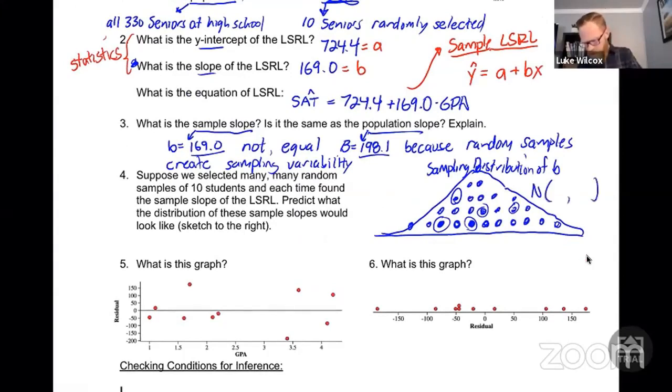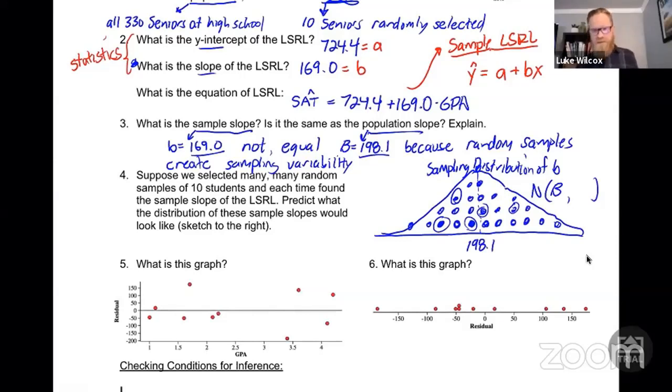And now let's think about the center and the variability of this distribution. Now, the center of this distribution, I would hope, would be close to the truth. And in this particular context, we actually know the true slope of the population LSRL. It's 198.1. And so hopefully these random samples we're taking are going to be pretty close to that thing that we're trying to estimate here. Now, sometimes a little higher, sometimes a little bit lower. But in general, the mean of this sampling distribution should be the true slope of the population LSRL.